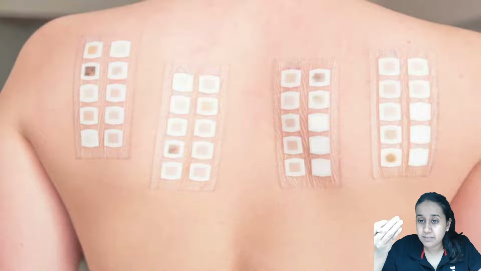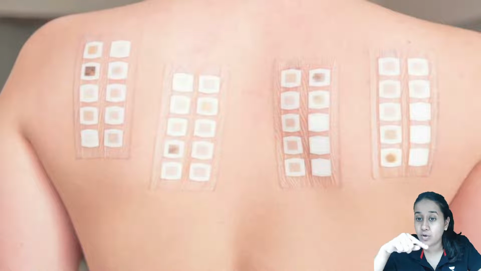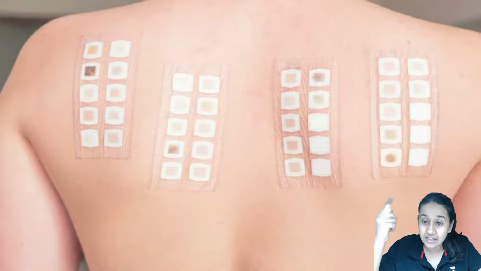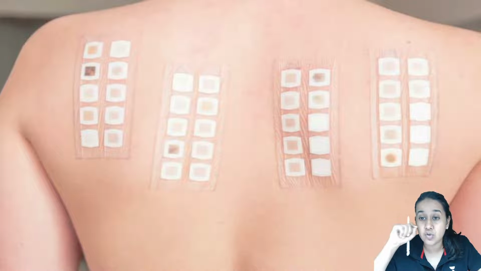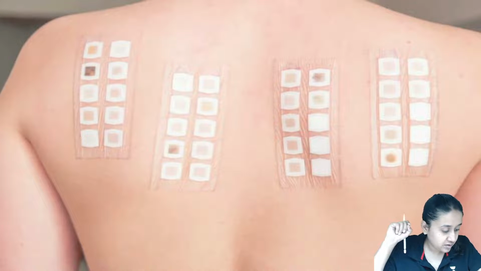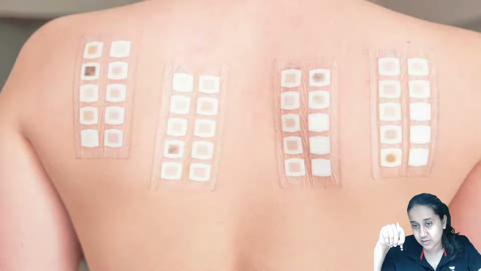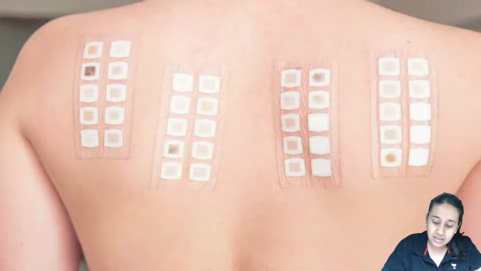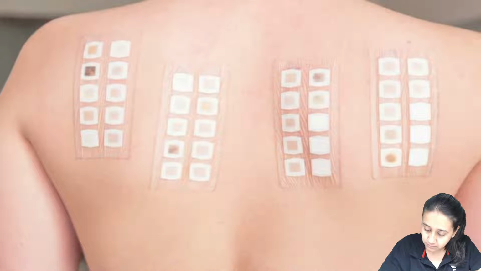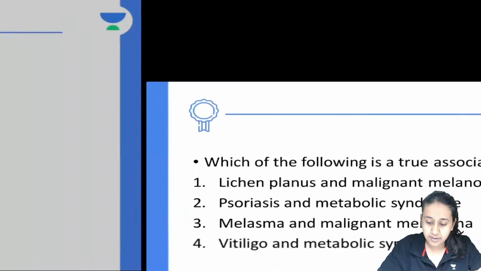You ask the patient to come back after 2 days, that is on 48 hours you will remove the patch, and again after 2 days, that is on 96 hours, you will read the patch. So 48 and 96 is the correct answer. Clear everyone? Any confusion? Okay.